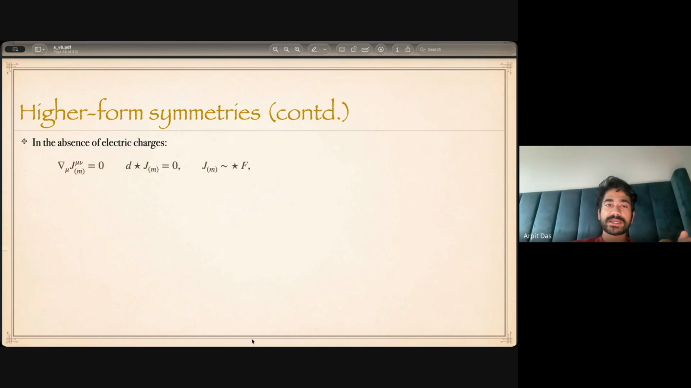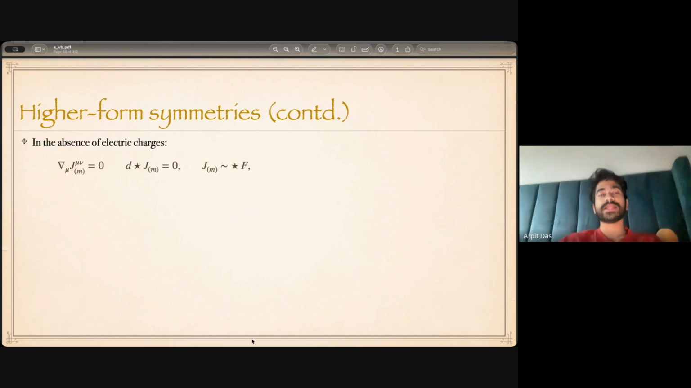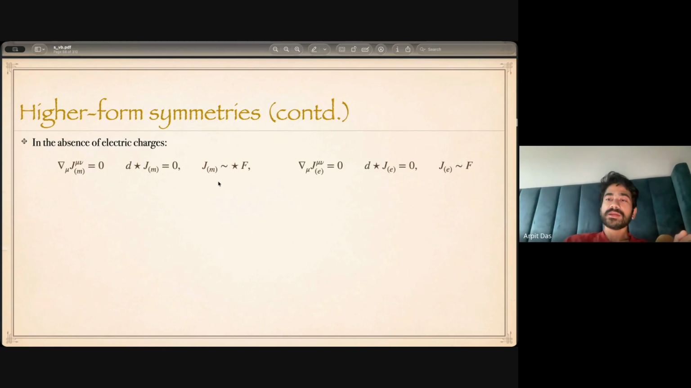So you know that in free Maxwell, if you allow for electric charges, then the only conservation that you have from Bianchi is this. But further, if you don't have electric charges, then the equation of motion also gives you another object, this, where this 2-index current is just the field strength F. So you will have an equation for F and for star F. So star F does magnetic flux conservation, but if there are no electric charges, then F does electric flux conservation, as you know.